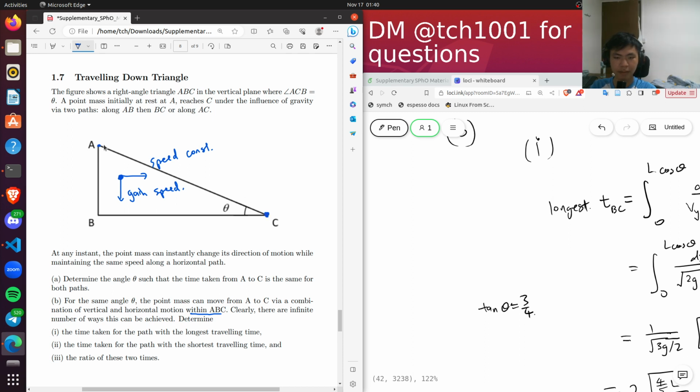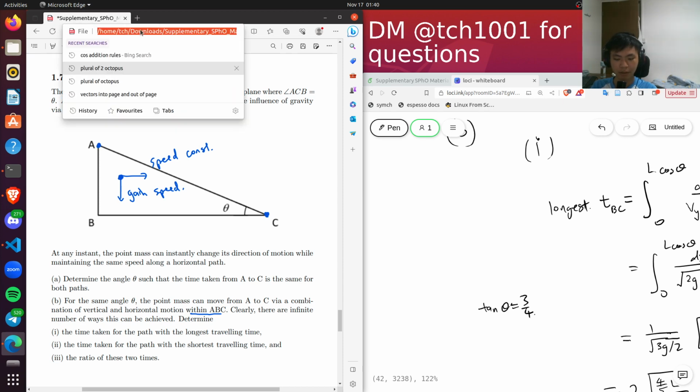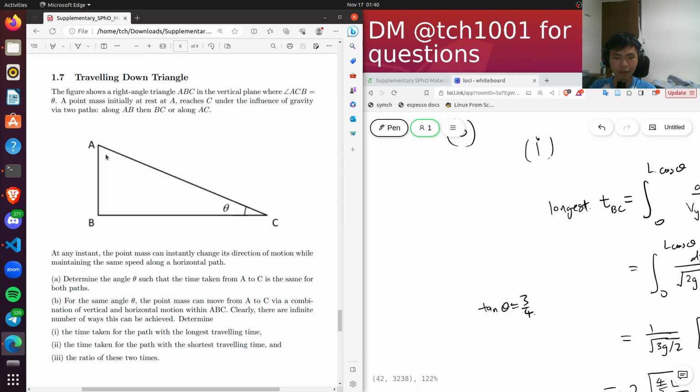When it travels from A to C, the vertical displacement and the horizontal displacement, no matter what, the vertical is always going to be A to B, and the horizontal is always going to be B to C. No matter when you twist and turn, the total horizontal displacement is always going to be BC. Let's say you go like this here, and then like this here. You can see the sum of the horizontal displacements is always BC, and the sum of the vertical displacements is always AB.